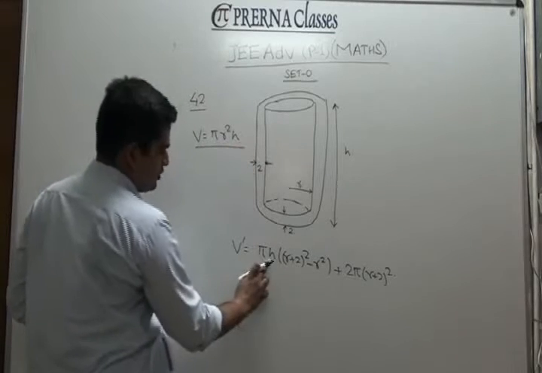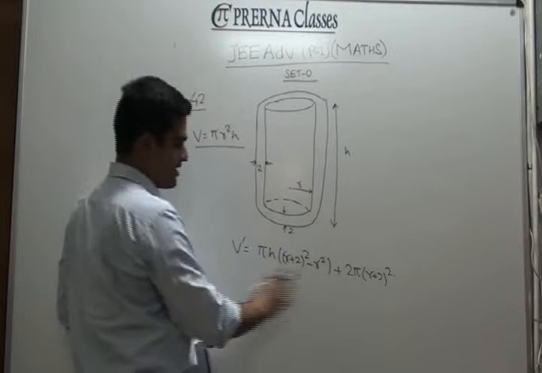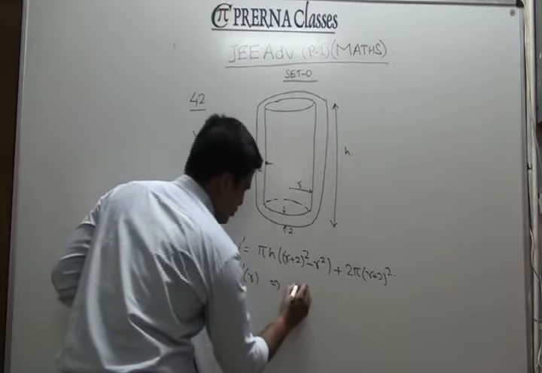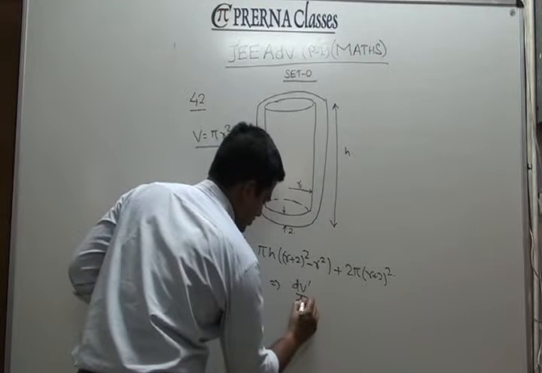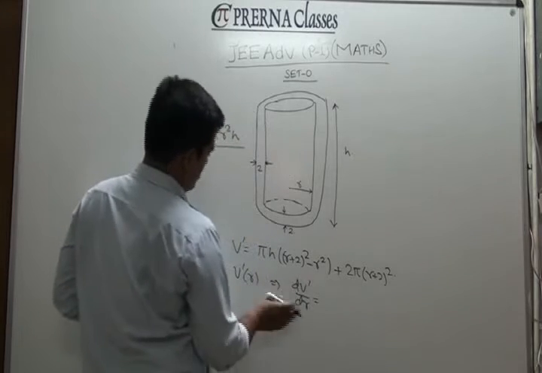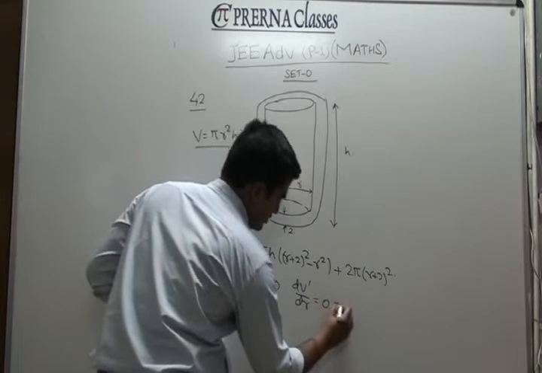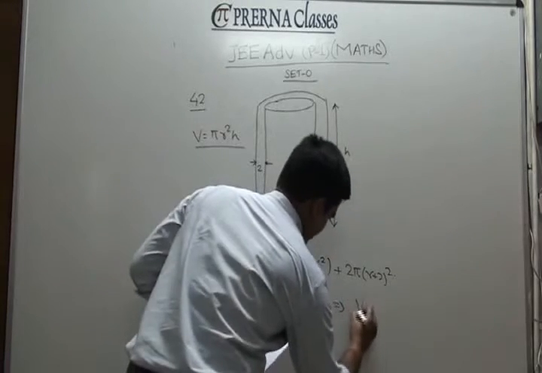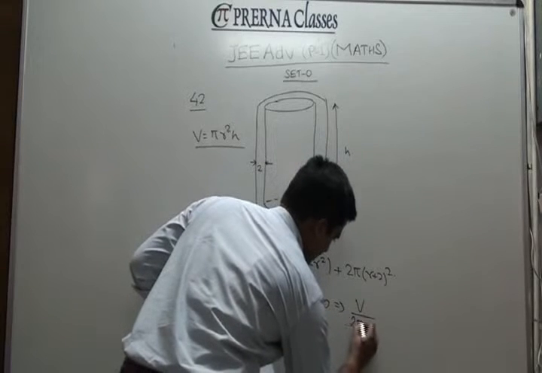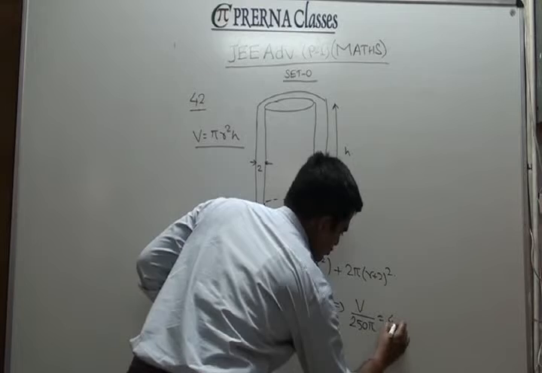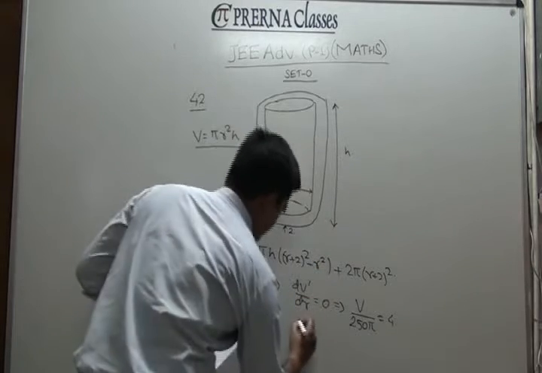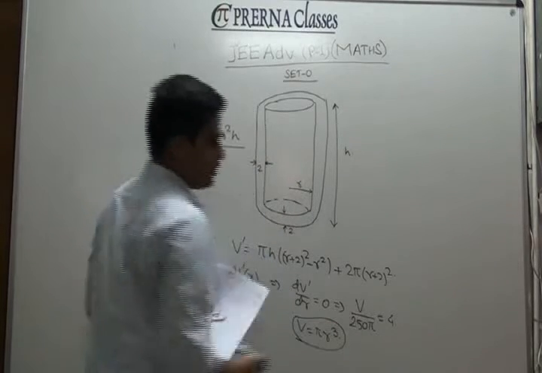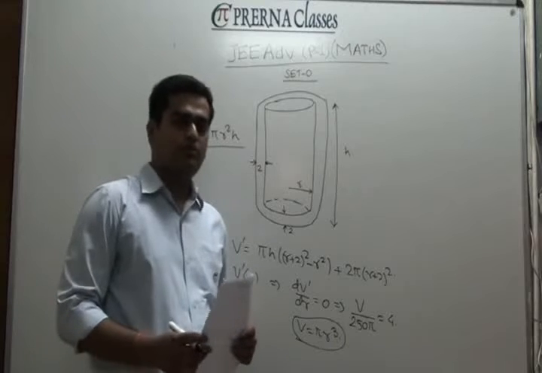Based on this statement, if you try to eliminate this h from that relation, then obviously this v dash is going to be a function of r, and if you differentiate that v dash with respect to r and you make that expression 0, you will find that the required ratio, which is V by 250 pi, is going to be equal to 4, as you will end up getting V equal to pi r cubed. This is going to give you the final answer as 4.